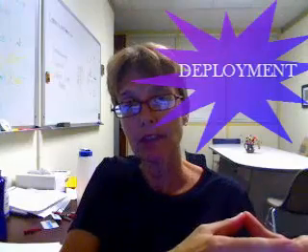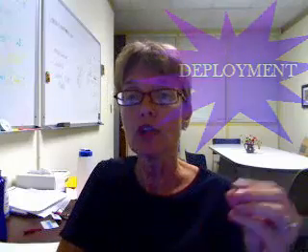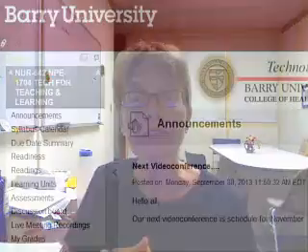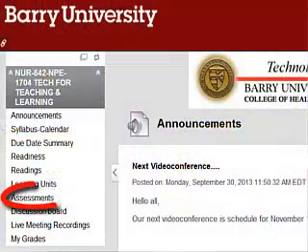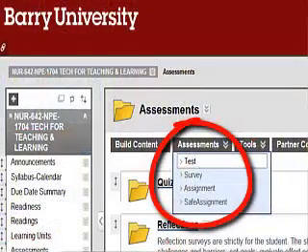Stage 3 is, where shall I put this test in my course management system or in my Blackboard site? Should I put it in an area called syllabus? Doesn't make any sense. Should I put it in an area called course documents? Not so good either. Should I put it in an area called assessments? Well, yeah, of course. So you would go to your assessments area in your course management system, whatever that course management system is, and you would add the test there.